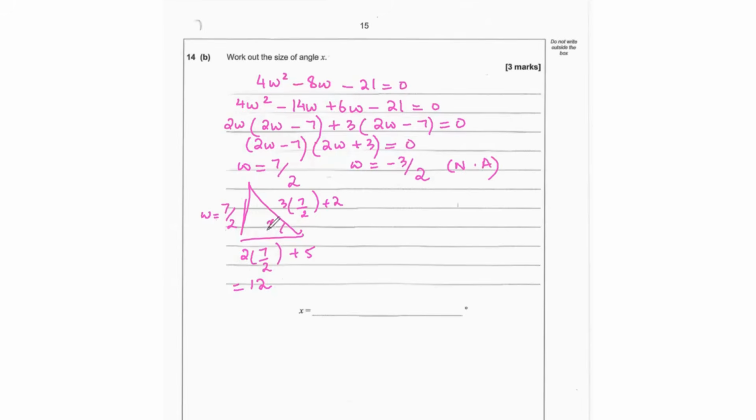So this is angle x and this is a right angle triangle. So we can use tangent. Tan of x equals opposite, which is 7 over 2, divided by 12. X equals tan inverse of 7 over 2 divided by 12. And that gives us 16.26, which we can round to 16.3 degrees. So that's your angle x.